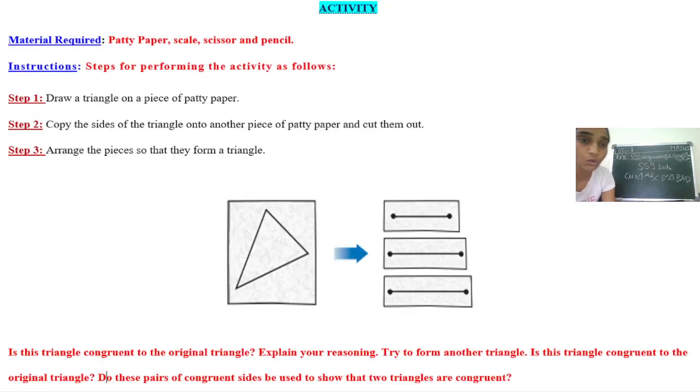Now an activity, students, that you have to do in your homework. For that you will require tracing paper, and the steps for the activity are: draw a triangle on a piece of paper, copy the sides of the triangle on another piece of tracing paper, and cut those sides out. Now arrange the pieces so that they form a triangle. Now see whether this triangle is congruent to the original triangle. Try to find out the reason behind it. Is this triangle congruent or not? And can these pairs of congruent sides be used to show that the two triangles are congruent or not?